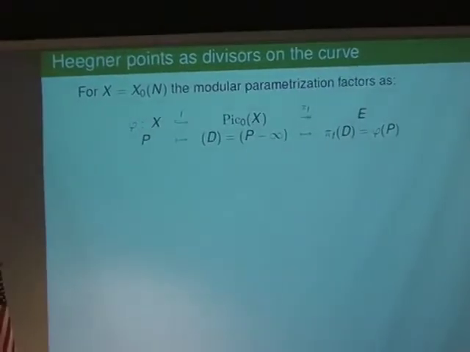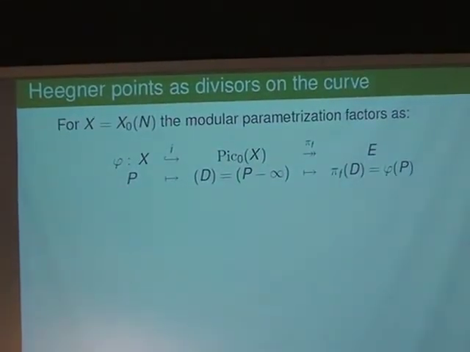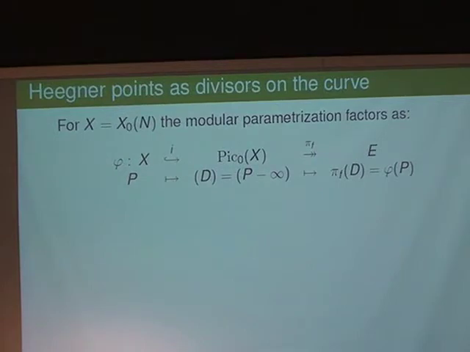Okay, so you can see Heegner points as divisors on the curve. Let's do it again. I will be doing at least three times the example of X_0(N) and the classical points, so that we see them in several ways. So let X be the modular curve. You can embed this curve into its Jacobian by taking any point, and you take as base point the cusp at infinity. So you can embed X into its Jacobian by taking the point P to the degree 0 divisor P minus infinity.